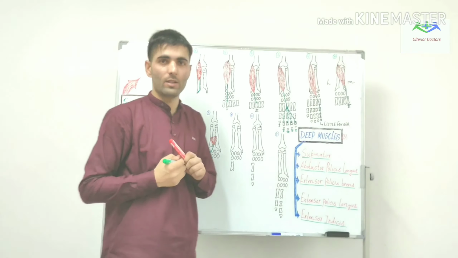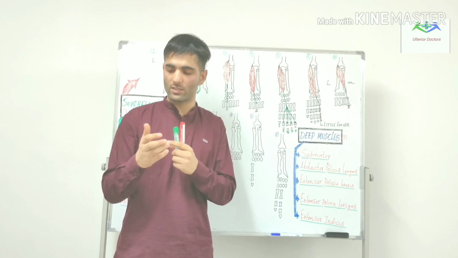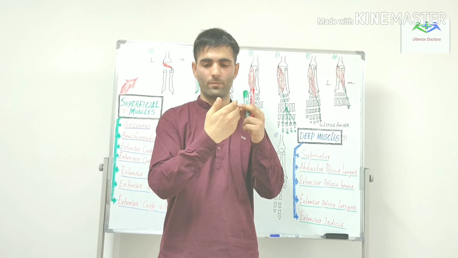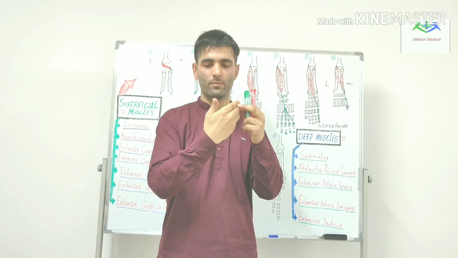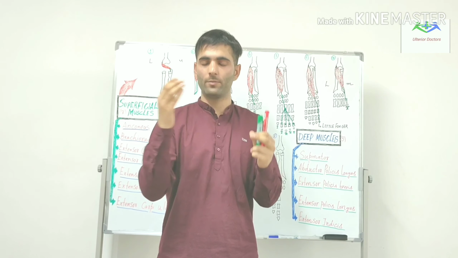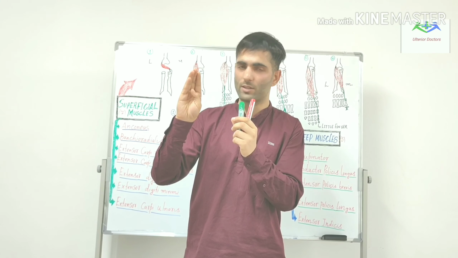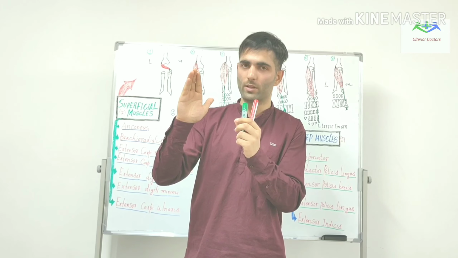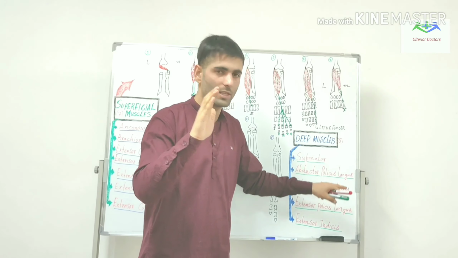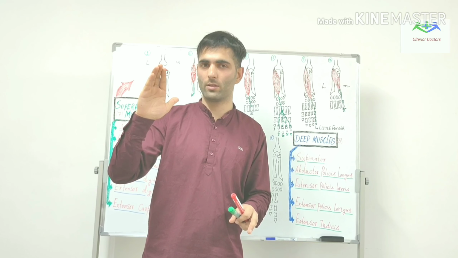The action of this muscle, it helps in the abduction and extension of the thumb. Let me show this. This is the abduction of the thumb. This is adduction of the thumb. And this is flexion of the thumb. This is the extension of the thumb. So we can say this muscle, abductor pollicis longus, helps mainly in the abduction of the thumb, like this, and the extension of the thumb, like this.